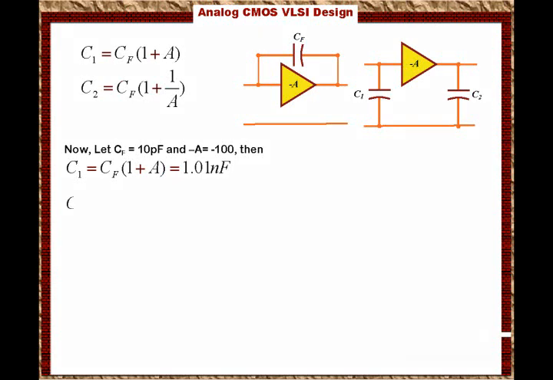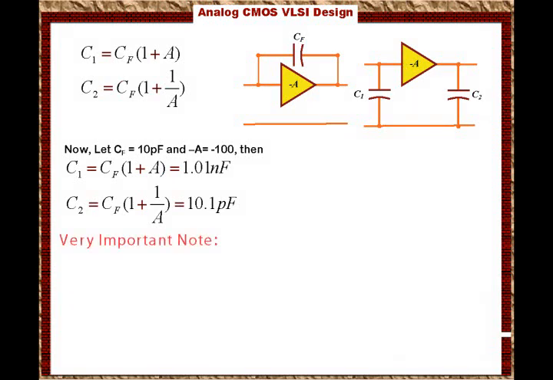Now let's look at what happens to C2. C2 will equal CF times 1 plus 1 over A, which is basically CF times 1.01, and that is 10.1 picofarad. Roughly, the output capacitance is the same as CF. Right, it's close to 10 picofarad. So what happens is the input capacitance becomes very large while the output capacitance is the same as CF. Right, so that is important.